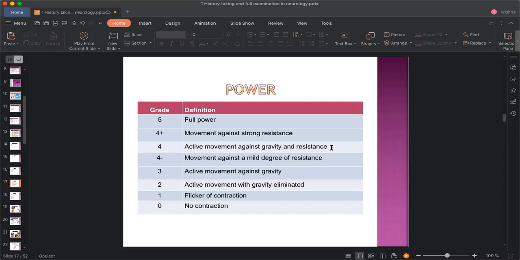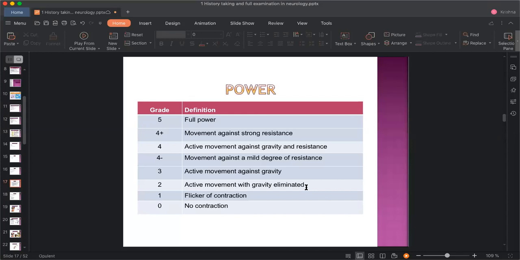4 plus is movement against a strong type of resistance. You are pushing very hard and ask the patient to lift it up. This is strong resistance. And 4 minus is movement against a mild degree of resistance. This is grade 4. Grade 3, active movements against the gravity without any resistance. You are not pushing there. You are just asking the patient to lift against the gravity. This is grade 3. Grade 2, active movement with gravity eliminated.